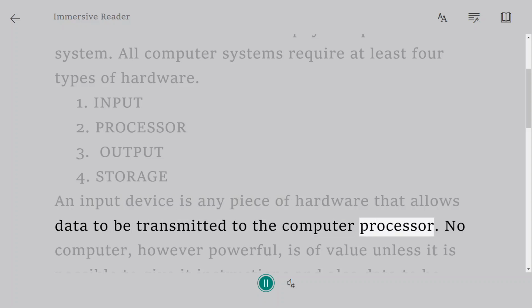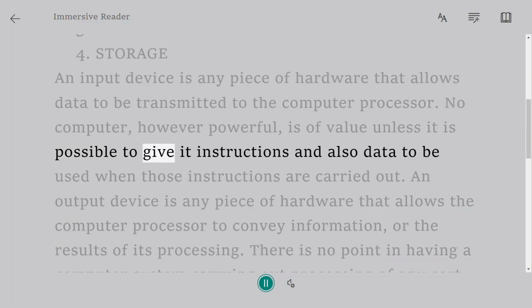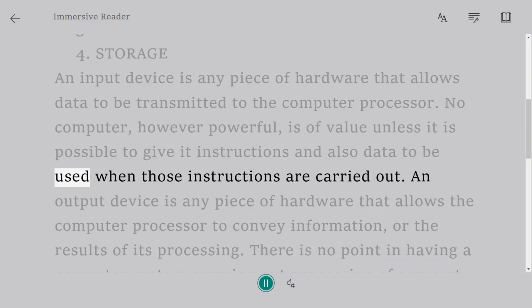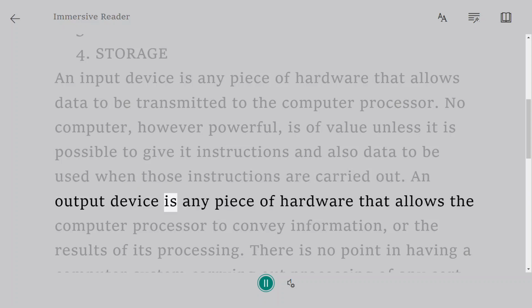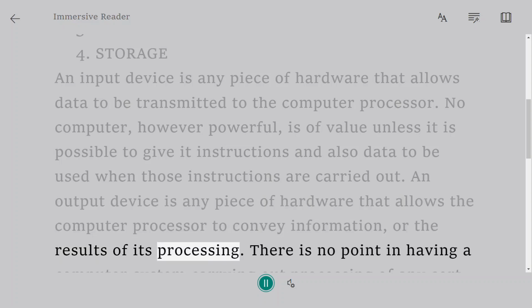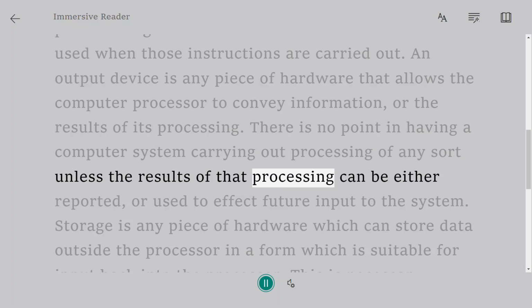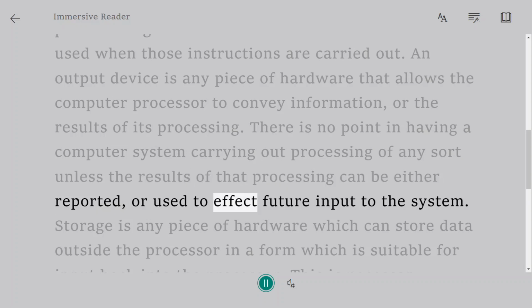No computer, however powerful, is of value unless it is possible to give it instructions and also data to be used when those instructions are carried out. An output device is any piece of hardware that allows the computer processor to convey information or the results of its processing. There is no point in having a computer system carrying out processing of any sort unless the results of that processing can be either reported or used to affect future input to the system.